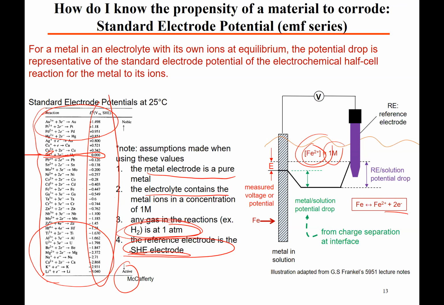So all of this can just be shifted. You can see here lithium ion plus 1 electron going to lithium metal is negative 3.04 volts. If I were to arbitrarily not express this relative to the standard hydrogen electrode, I would just shift everything up by 3.04 volts. And so it's all relative.